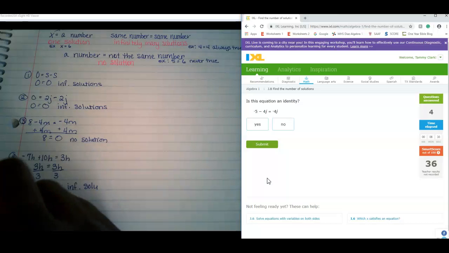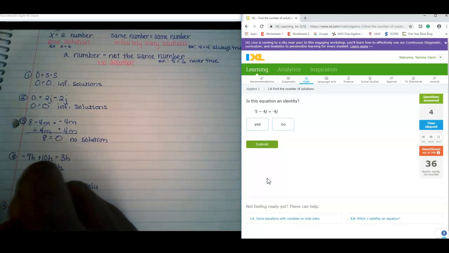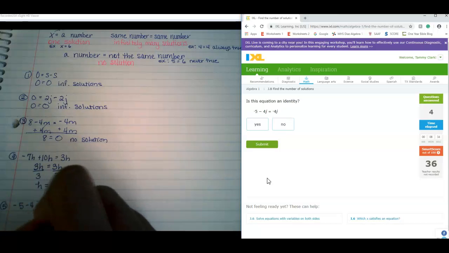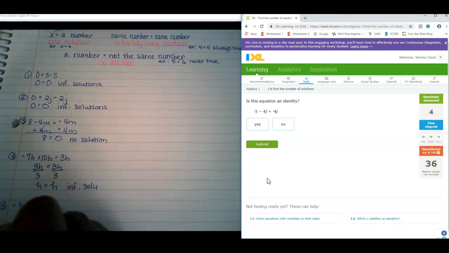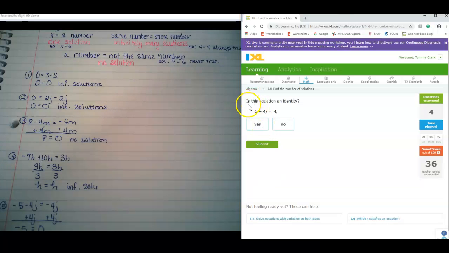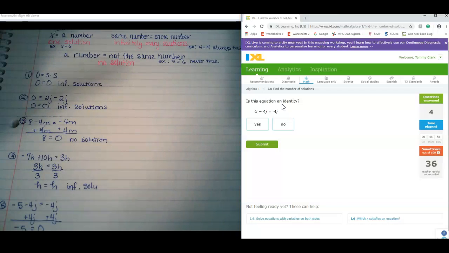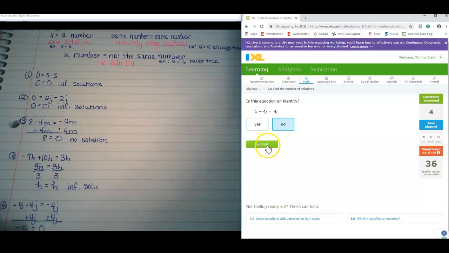Number 5, we have negative 5 minus 4j equals negative 4j. Well, we want to isolate the variables on one side, so we're going to add 4j to both sides of the equation, and that would give us negative 5 is equal to 0. Well, is this equation an identity? In other words, does one side equal the other? Well, in this case, no, negative 5 does not equal 0, so we would say no, this is not an identity.